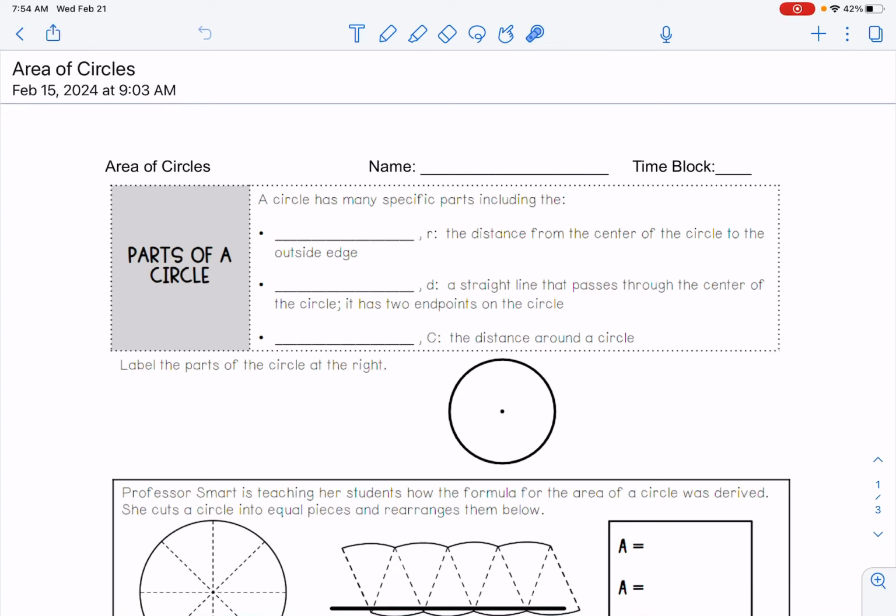Hello, this is Mrs. Correa at John Marshall High School, and today we're talking about how to find the area of circles. So before we start finding the area, let's just talk about a circle.